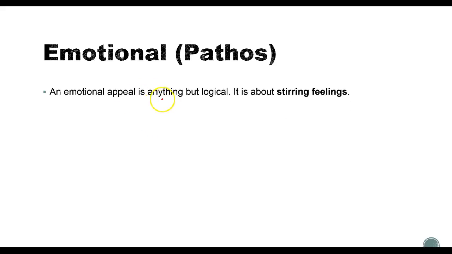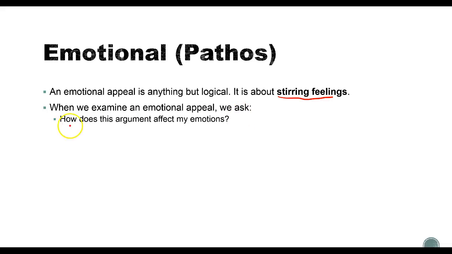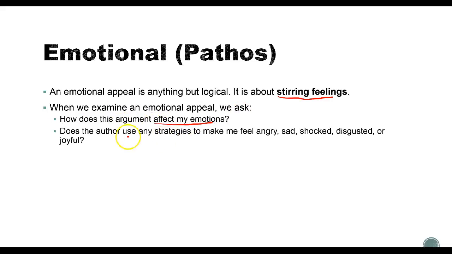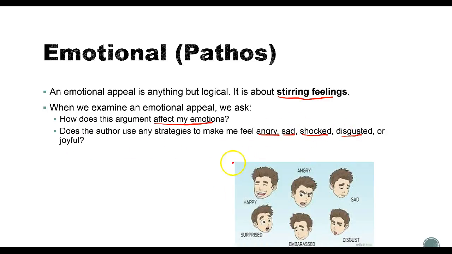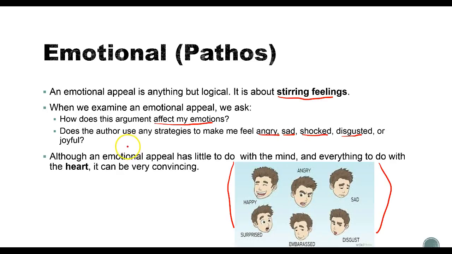So an emotional appeal is really anything but logical, like I mentioned before. It's all about stirring feelings or stirring emotions. When we look for an emotional appeal, we ask, how does the argument affect my emotions? Does the author use any strategies to make me feel angry, sad, shocked, disgusted, or joyful? Right? Is the author trying to make us feel one of these ways, or does something that the author does make us feel one of these ways?